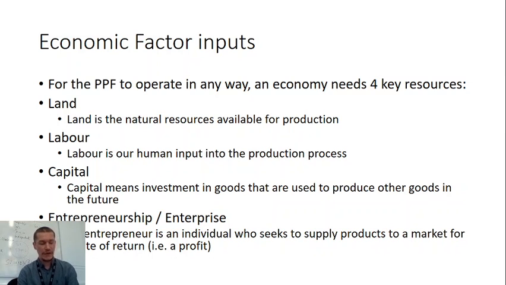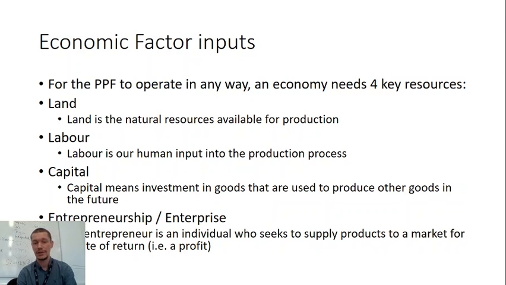Somebody, I forget who it was, mentioned the idea of land, labour, capital and enterprise. And that's where we need to start today. We call these economic factor inputs, and for the PPF to operate, for us to have an economy, we need 4 key resources. Land, as we already mentioned today, is the natural resources. It's not just a piece of land, like a football pitch. It is the resources within the land and on the land. So it's going to be your wood, your trees, your oil, your mines with your metals, coal, all that kind of stuff. Labour is us, labour is human input into production.